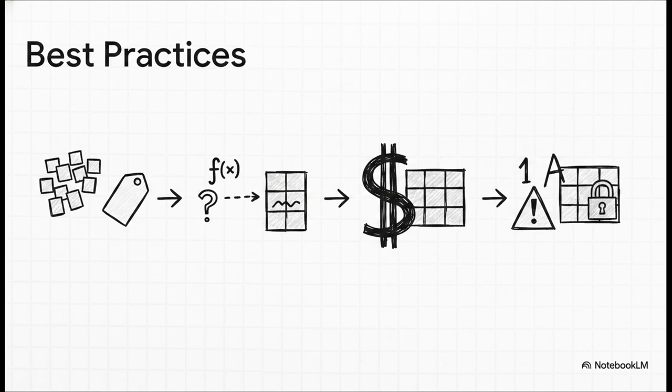Third, always lock your ranges with those dollar signs. It's crucial for preventing errors when you copy formulas around. And lastly, always be on the lookout for numbers that are secretly formatted as text. It's a classic error that can drive you crazy.